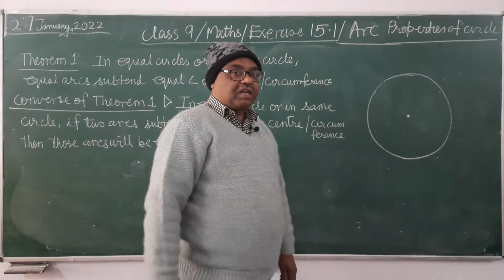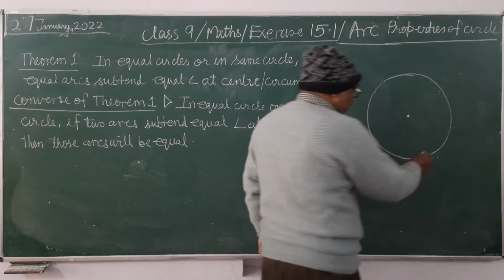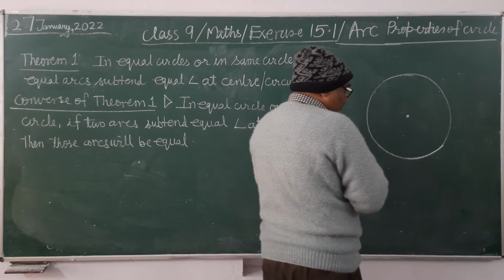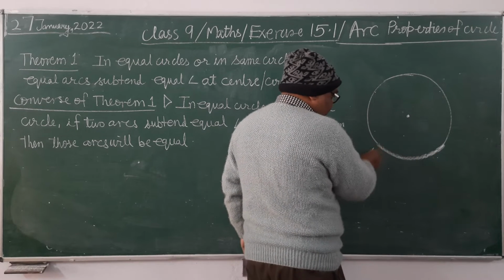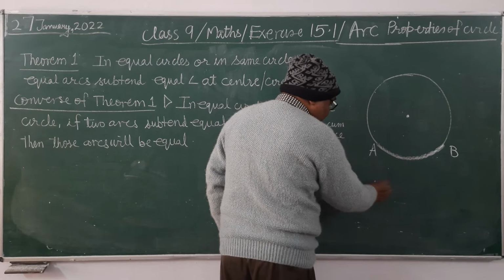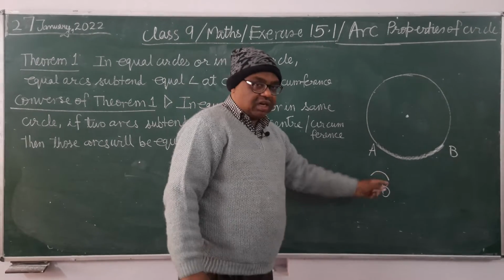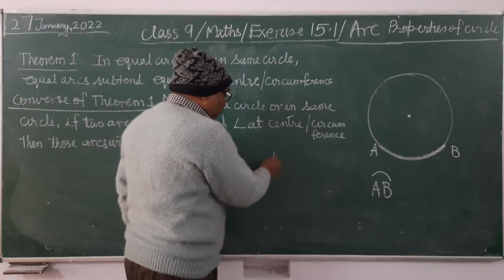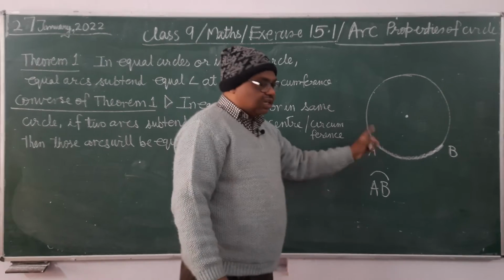Arc means it is the part of the circumference of a circle. For example, this is the part of the circumference of the circle. If you name this as A and this as B, then AB is the arc. And how will you write it? Above AB you will draw like this. AB is the arc. When you draw a straight line over AB, then that will be the chord. This is the arc AB.